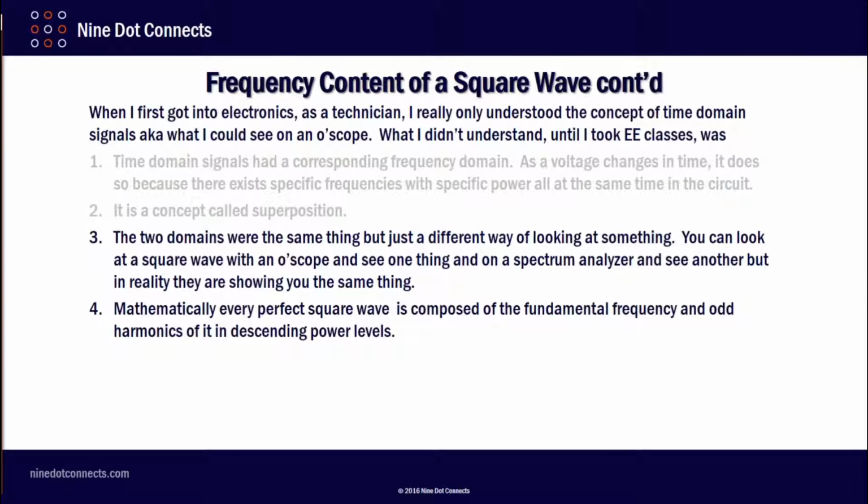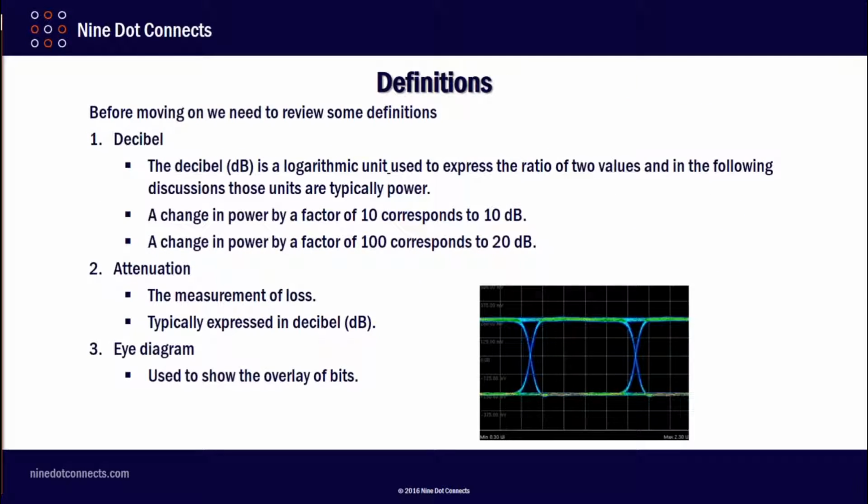The two domains are the same thing, but just a different way of looking at something. You can look at a square wave with an oscope and see one thing, and on a spectrum analyzer and see another. But in reality, they are showing you the same thing. Mathematically, every perfect square wave is composed of the fundamental frequency and odd harmonics of it in descending power levels.